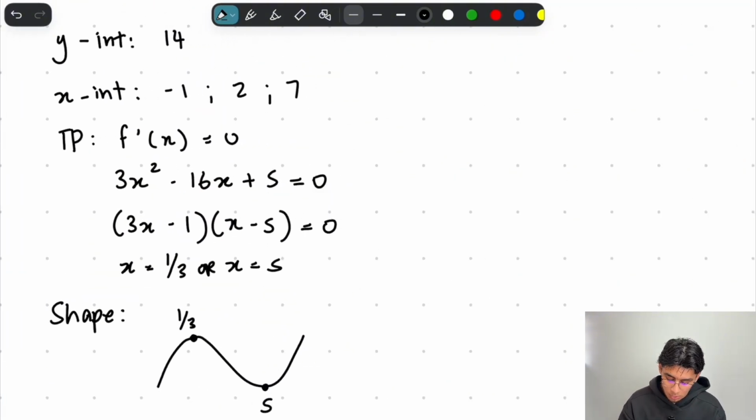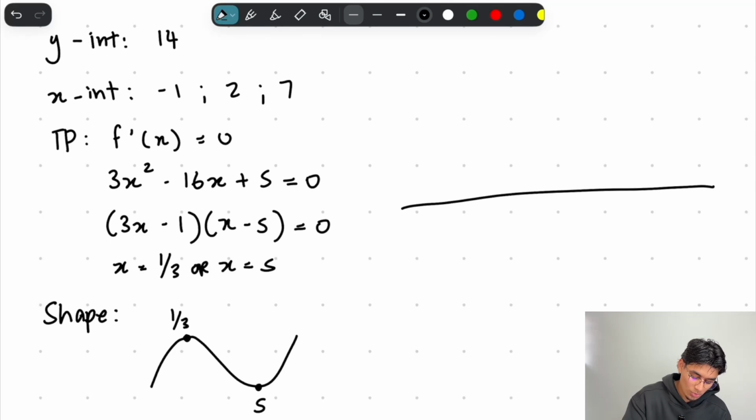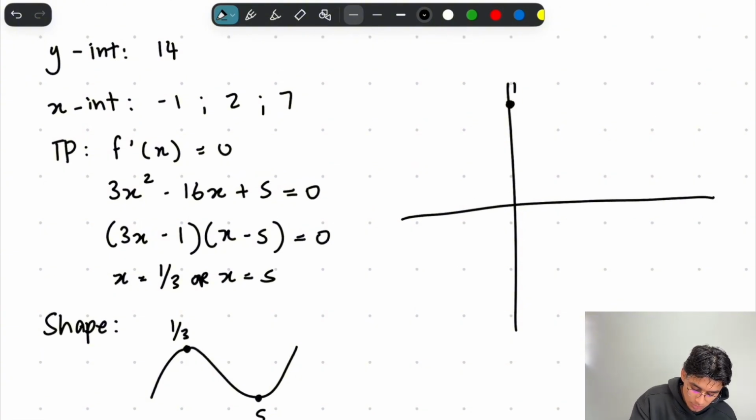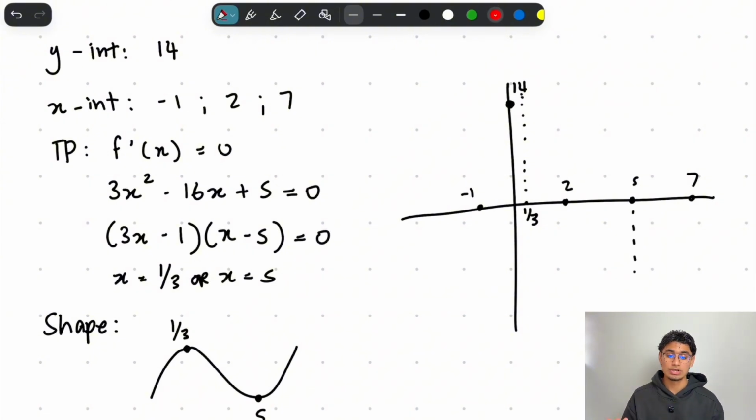Now that we know all of this, we can literally just draw the function. Maybe I should have put a piece of graph paper here, but whatever. So the y-intercept is 14. Your x-intercepts are -1, 2, 7. Your max and min, your max is a third, so we'll go a third over here. Go maybe all the way up. Then your min is 5. Let's put 5 here. Go down. Then all you're going to do is literally just connect the dots.